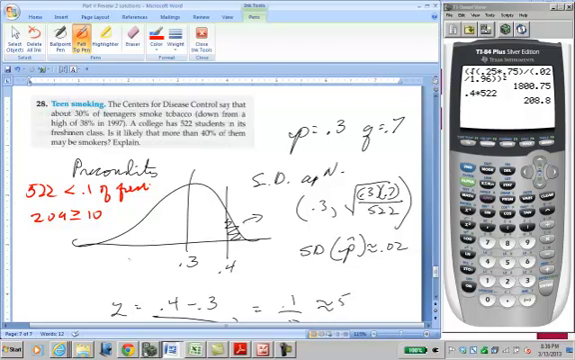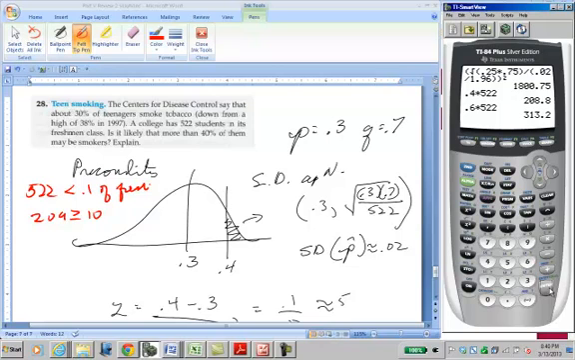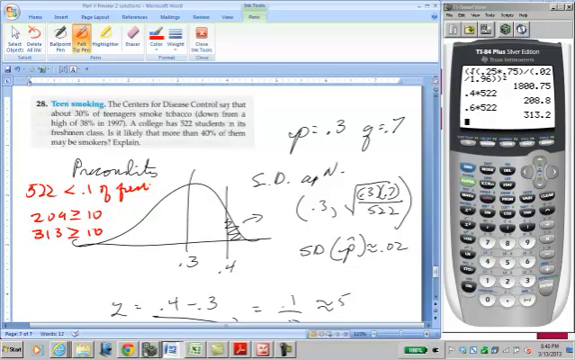And then we'll do 0.6 times 522. So we got 313. That's greater than or equal to 10. Okay, so it's not too big, not too small. We're told it's random. All right, we'll assume random and independent. So we're going to say the sampling distribution is approximately normal, with mean 0.3 and a standard deviation of square root of 0.3 times 0.7 over 522.